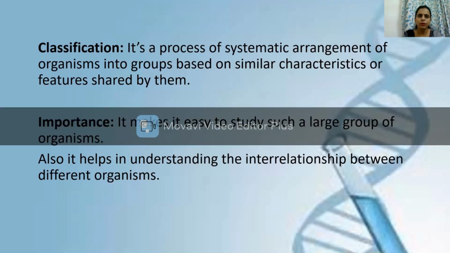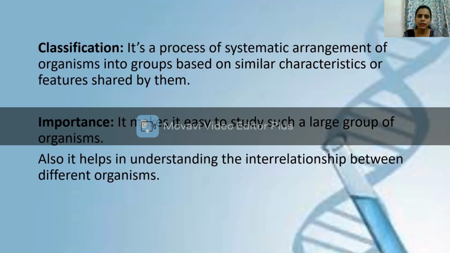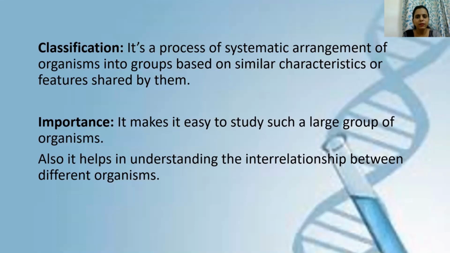Okay, now what is the importance of classification? Classification actually makes it easy to study such a large group of organisms. Now when we talk about the number of organisms on earth, there are like billions or trillions of organisms, even more than that. Okay, so it should be easy for us to identify these organisms and study the structural, morphological, or anatomical features of these organisms. So classification makes it easier for us to study such a large group of organisms.